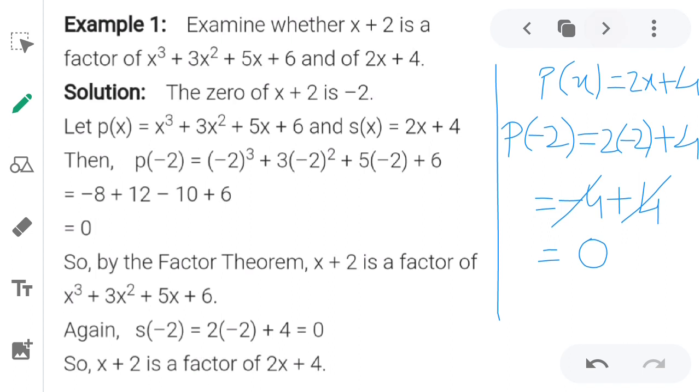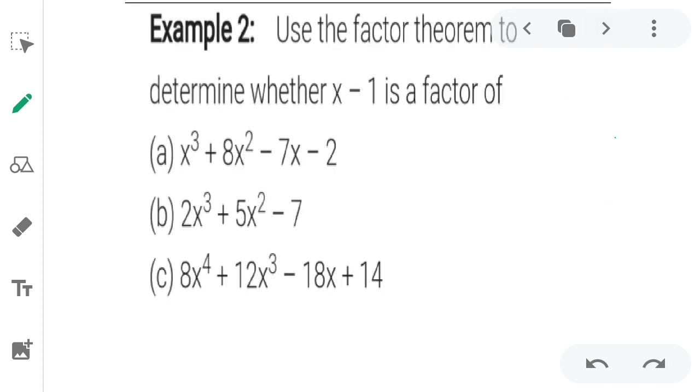Now let us see one more example. Use the factor theorem to determine whether x minus 1 is a factor of the following. The following polynomials are given. The first one is x cube plus 8x square minus 7x minus 2. We have to check whether x minus 1 is a factor of x cube plus 8x square minus 7x minus 2.